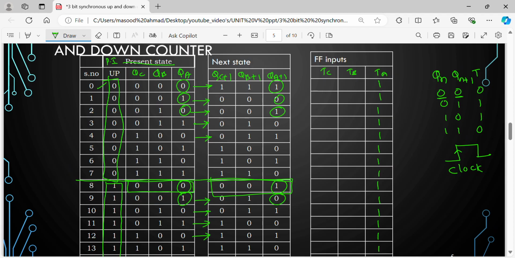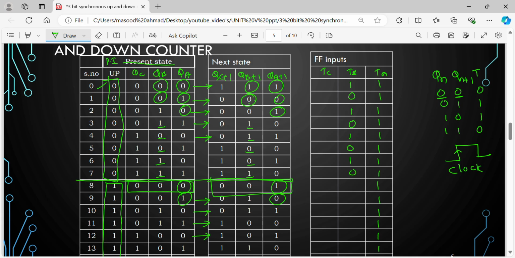Next you try to compare QB and QB plus 1. 0 1 0 0. So 0 1 means it is 1, 0 and 0, comparing these two. So for 0 0, what exactly is 0? Next 1 0 1 0, so 1. Next 1 1 0. Next 0 1 1. Next 0 0 0 1 0 1 1 1 0.